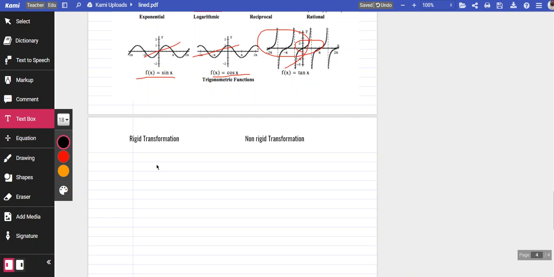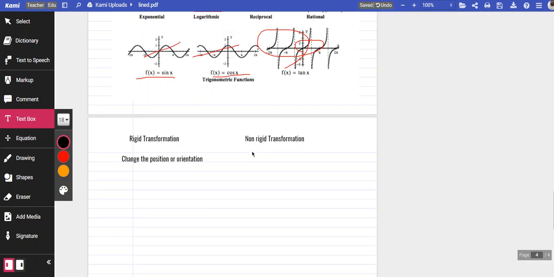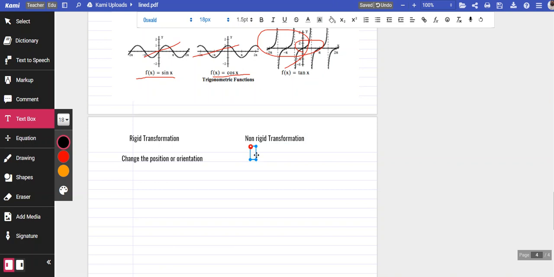So again, rigid transformations change the position or orientation, right? So again, that is reflections and translations. Non-rigid transformations distort the shape, and they distort the shape by changing its size. So a dilation is an example of a non-rigid transformation.